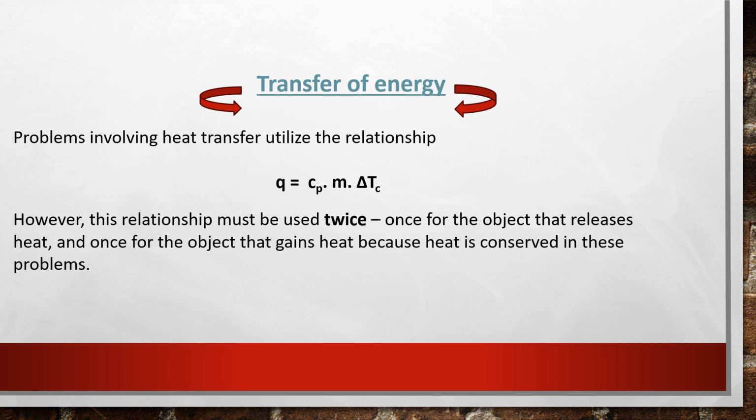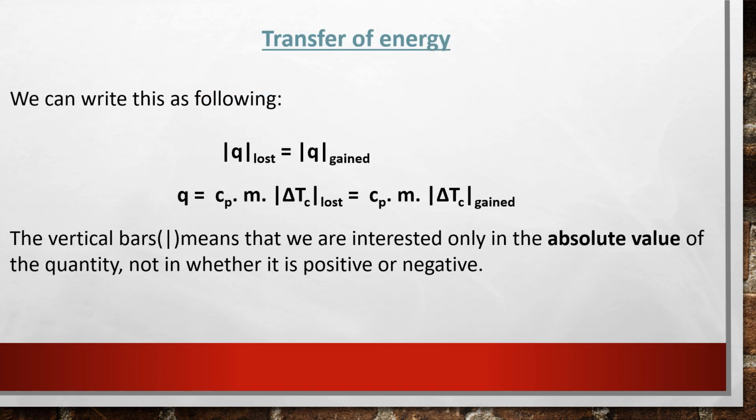Transfer of energy. Problems involving heat transfer utilize the relationship Q is equal to Cp multiplied by m multiplied by del Tc. However, this relationship must be used twice, once for the object that releases heat and once for the object that gains heat, because heat is conserved in these problems. We can write this as following: absolute value of Q lost is equal to absolute value of Q gained. Q is equal to Cp multiplied by m multiplied by del Tc lost equal to Cp multiplied by m multiplied by del Tc gained. The vertical bars mean that we are interested only in the absolute value of the quantity, not in whether it is positive or negative.